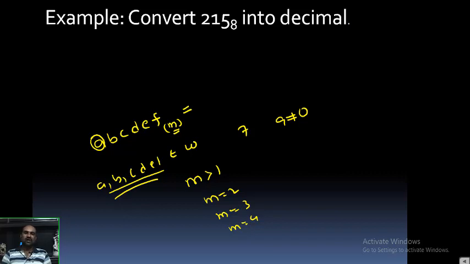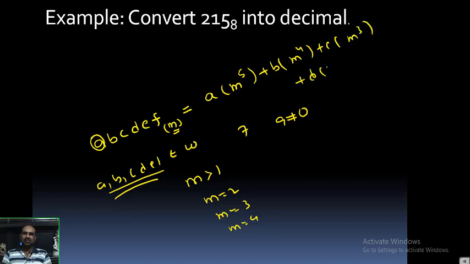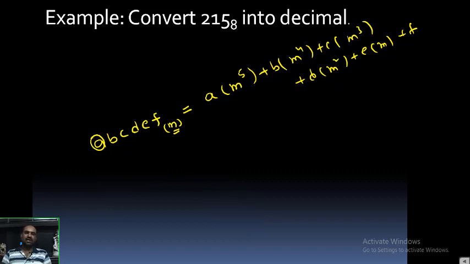So according to our basis representation theorem, I can write this as a into m power 5 plus b into m power 4 plus c into m cube plus d into m square plus e into m plus f, or f into m power 0 you can write. LHS is a number with base m and RHS is a number in base 10.